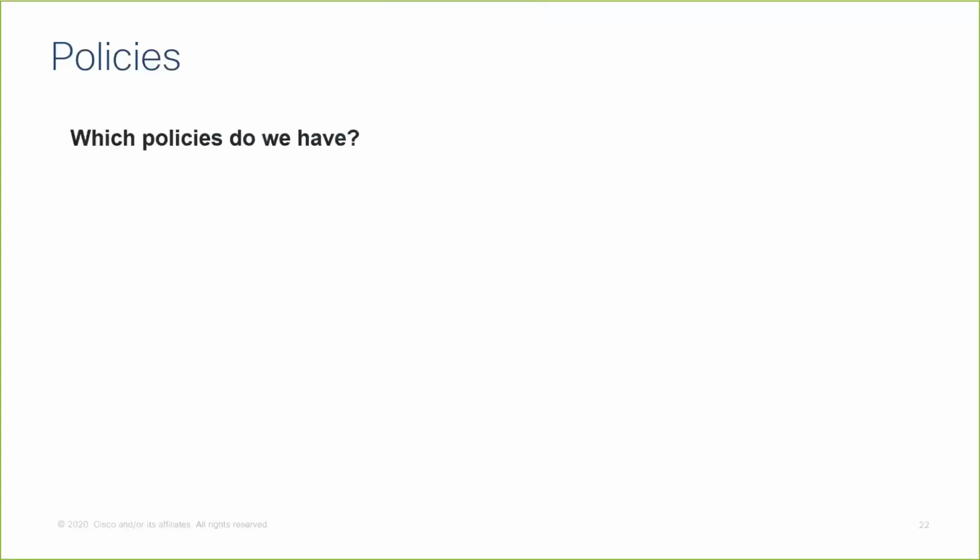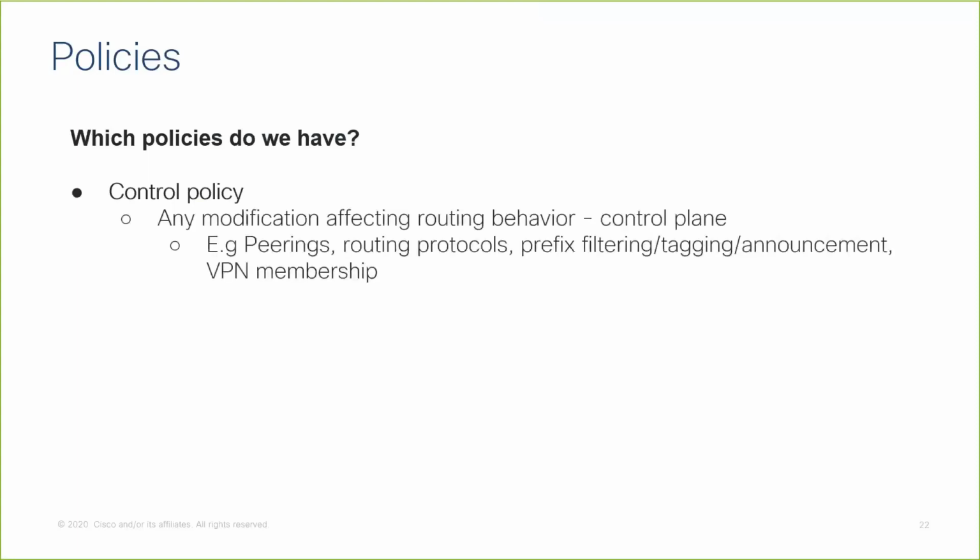We have two kinds of policies. We have the control policy, which is anything that would be modifying routing information, prefix handling, filtering, redistribution, or even my VPN membership in the way that I build my VPN topology. Is it a full mesh, a partial mesh, a hub and spoke? What is it? That's what my control policy is for.